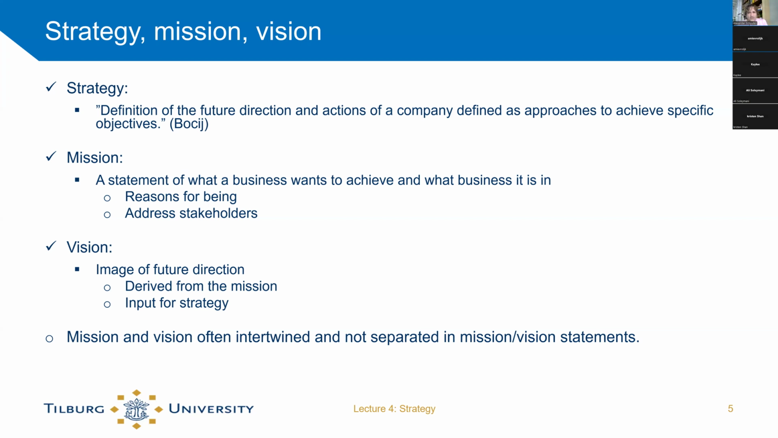A vision statement is quite similar, but usually a vision statement is aimed at the future. It's what you would ideally like to be able to reach as an organization. So for me, I would like everyone in the world to learn about technology in organizations. That would be my vision for the future, something that I strive towards, that I want to achieve. So the image of the future direction. You derive it from the mission, but it's a bit more focused on the future. It's a bit more veered towards the strategy, so it's input for strategy. And again, usually mission and vision are intertwined, but I think it's useful to see the difference. Mission is what you are. The vision is what you strive for.